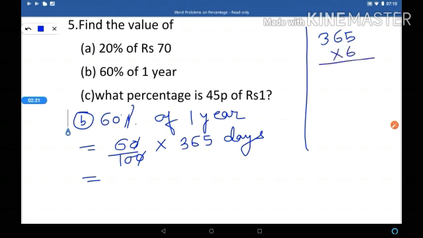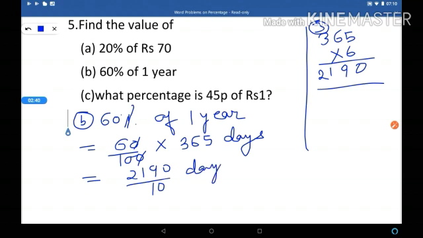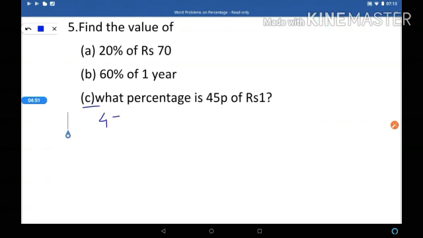Now, 365 multiplied by 6. 6 5s are 30, 0, carry 3. 6 6s are 36 plus 3, 39, 9 and carry 3. 3 6s are 18 plus 3, 21. 2190 by 10 days. We can cancel a 1 0 in the numerator and the denominator. So, 219 days. Hence, 60% of 1 year is equal to 219 days.